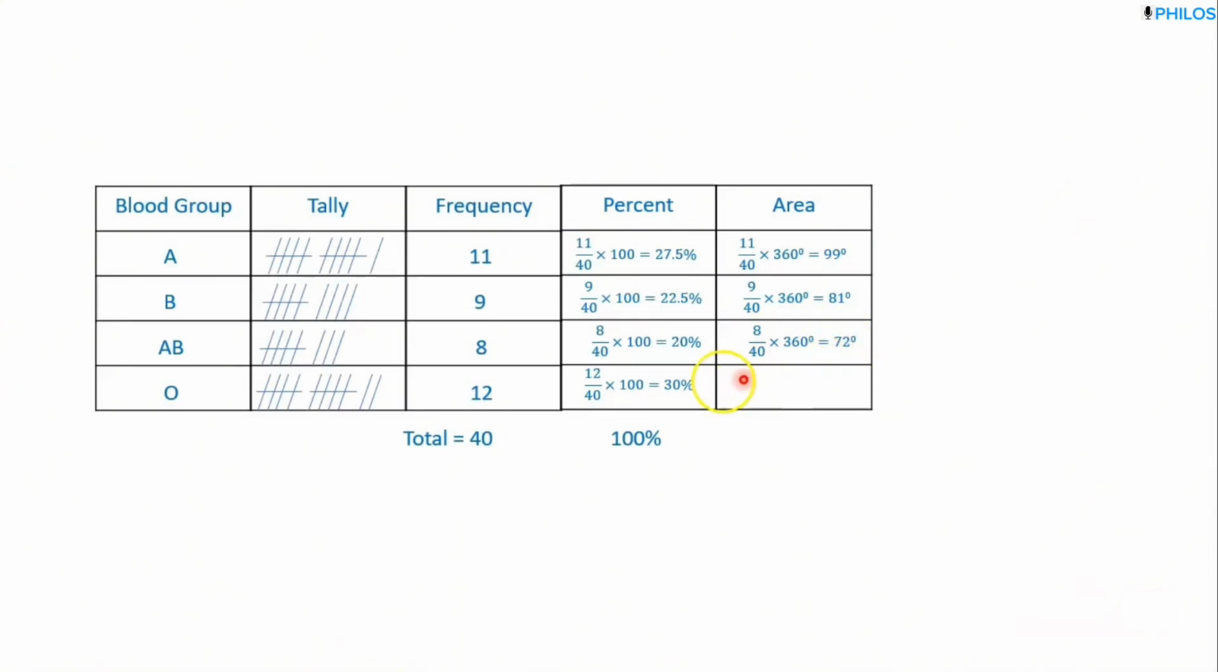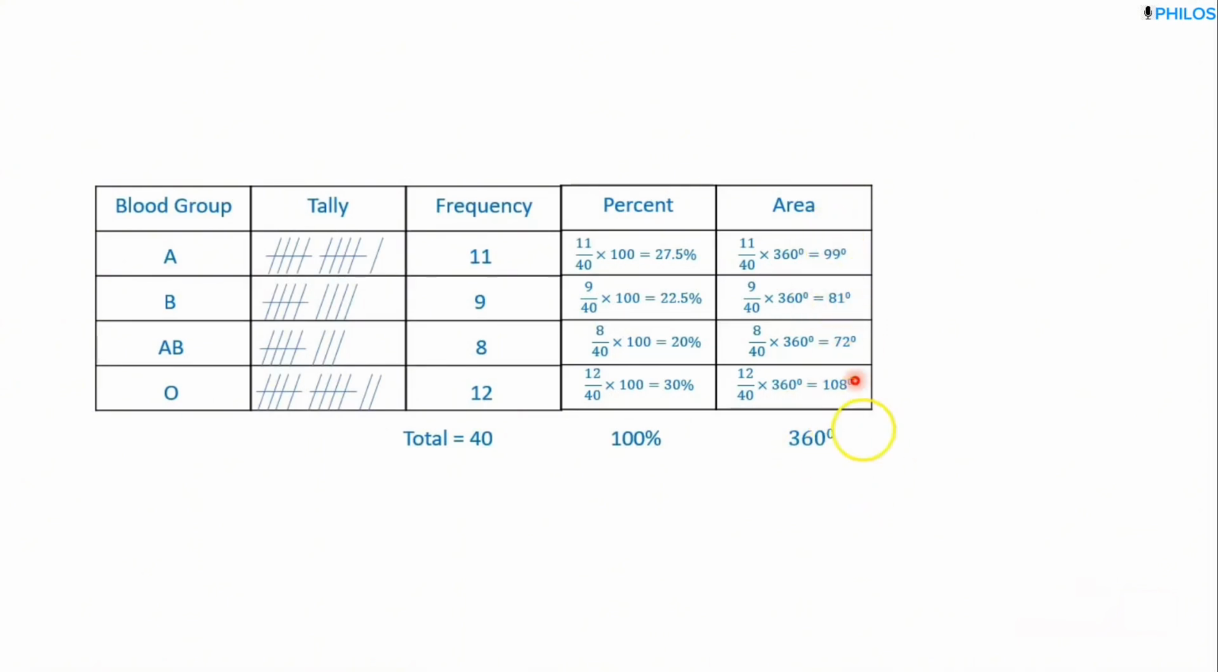Then we do it for the last one. The last one, the frequency is 12. So we say 12 over 40 times 360 degrees. And that will give us 108 degrees. And when you add all together, you must get 360 degrees, provided you calculated each of them well. Okay, you must get 360 degrees.